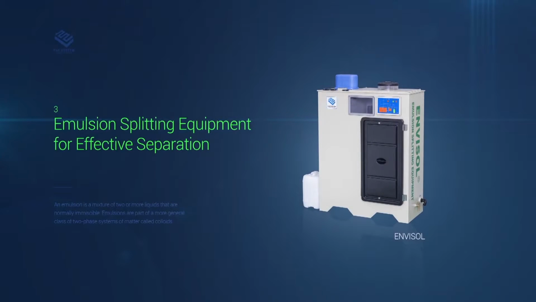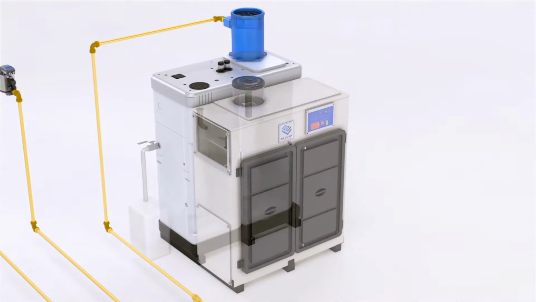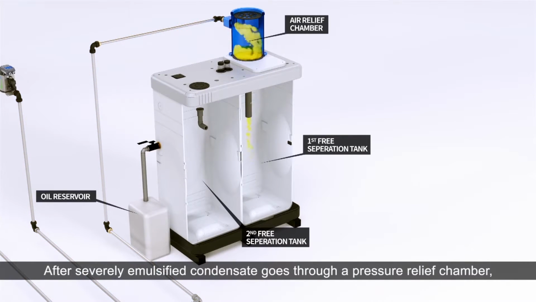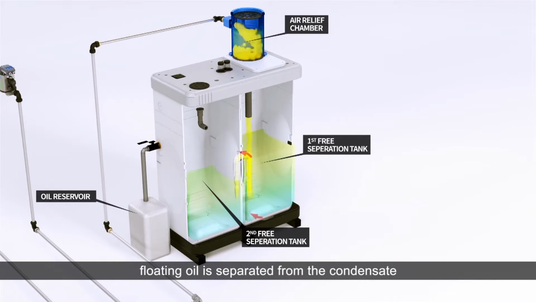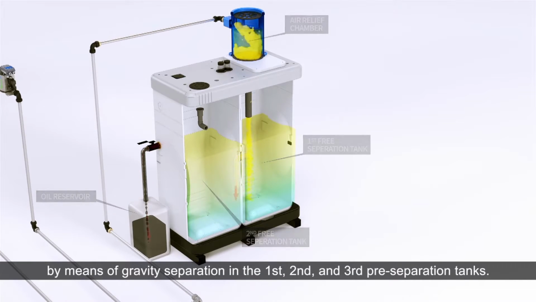Emulsion splitting equipment for effective separation. After severely emulsified condensate goes through a pressure relief chamber, floating oil is separated from the condensate by means of gravity separation in the first, second, and third pre-separation tanks.